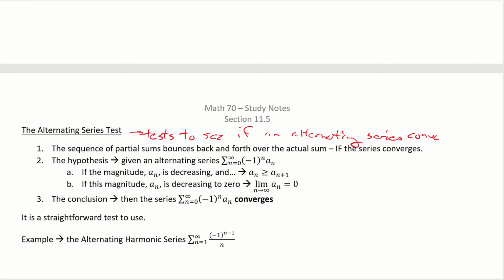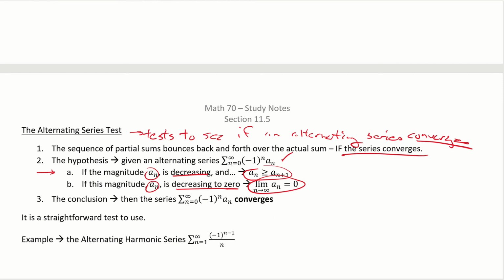All right, and of course it's typed up as well. I just wanted to write it out. Want to see if it converges, okay? So the hypothesis is that you have an alternating series, and there are two things you check. One, the magnitude a sub n is decreasing. Here we go again with that, and that's what it looks like mathematically. And two, the magnitude a sub n is decreasing to 0. That means the limit is 0. Those are the two things you check: you check to see if the terms are decreasing to 0.